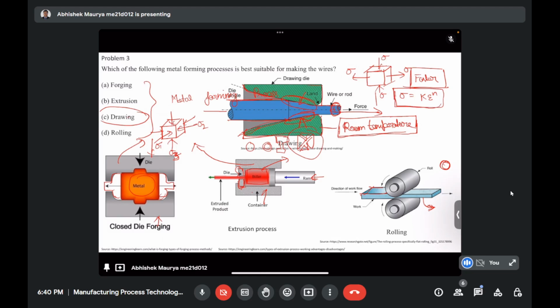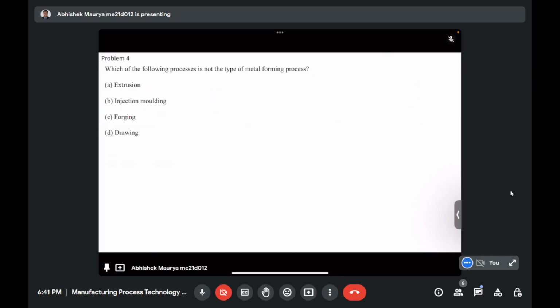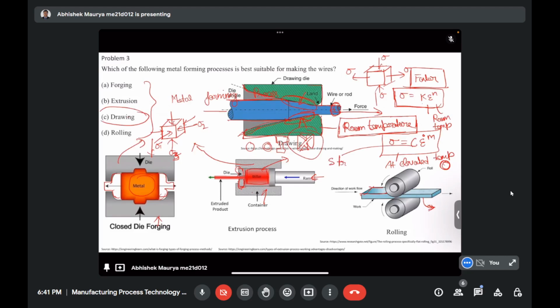This is valid at room temperature only. But suppose we want to do deformation at elevated temperature, at that time there is another equation which also looks similar, that is sigma is equal to C epsilon dot to the power m, at elevated temperature. Here it is room temperature. C is the strength constant, and m is the strain rate sensitivity. So m is strain rate sensitivity.